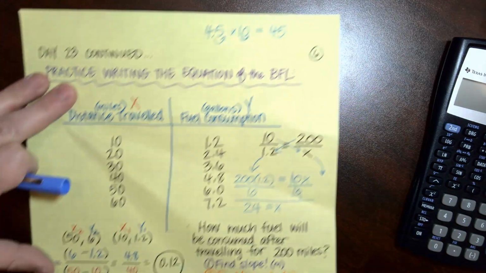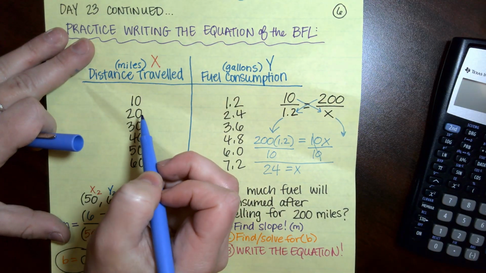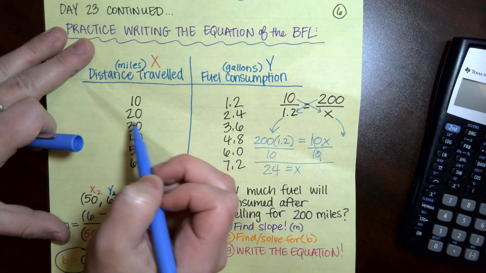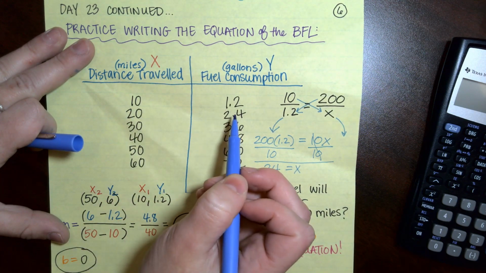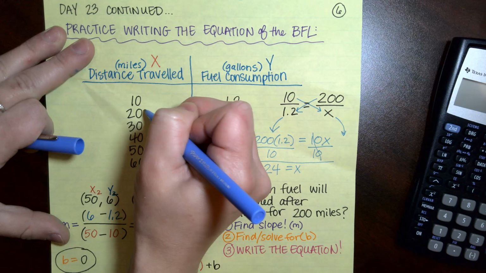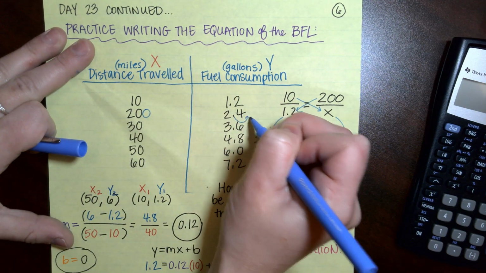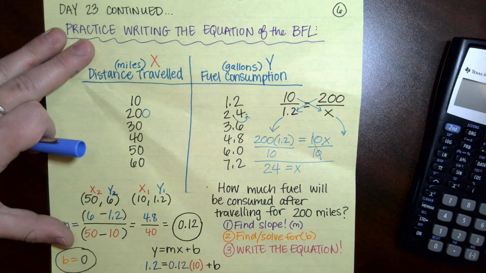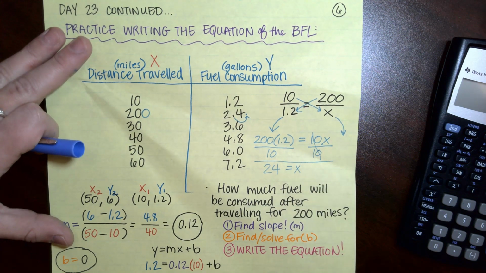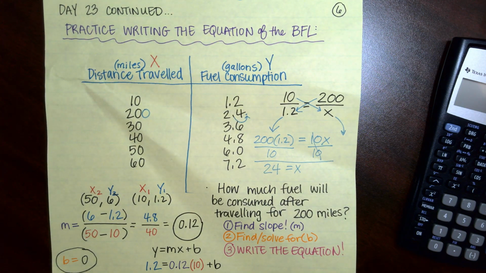Something else we could do is say, when I travel 20 miles, I use 2.4 gallons. So why don't we just add a 0, get to 200, move our decimal point, get to 24. That works too. Kind of cool. There's a lot of ways to get to our answer, guys. There's no one exact path.